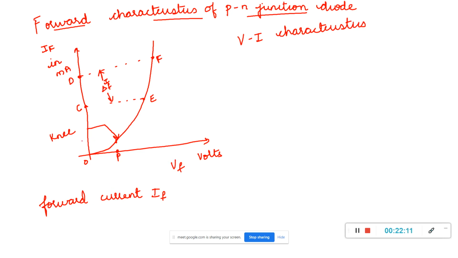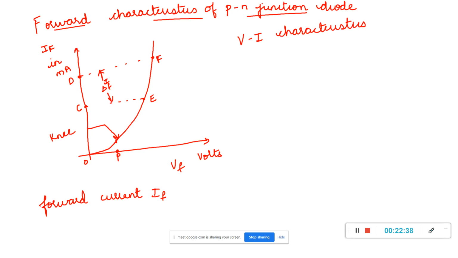And this graph of forward current against the forward voltage VF across the diode is known as the forward characteristics of the PN junction. I repeat, this graph of forward current IF against the forward voltage VF across the diode is called the forward characteristics of the diode.